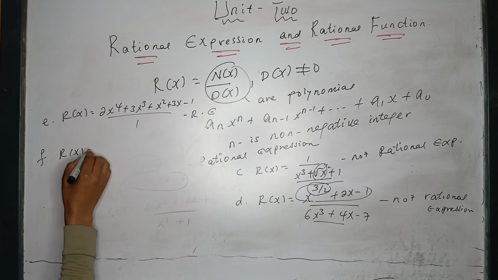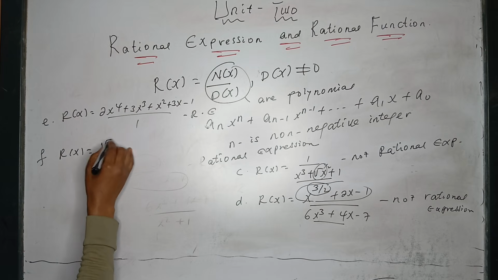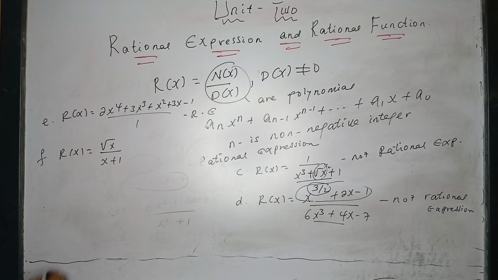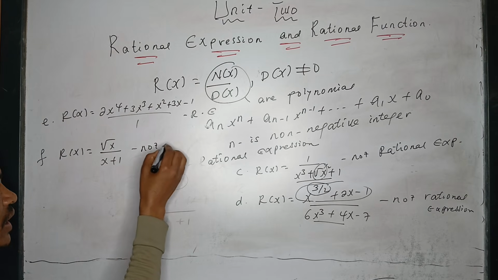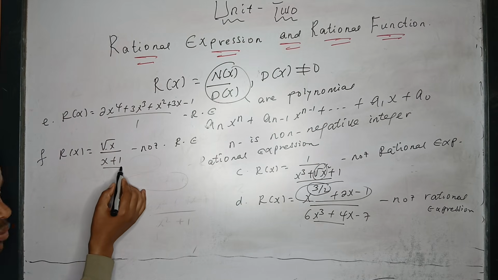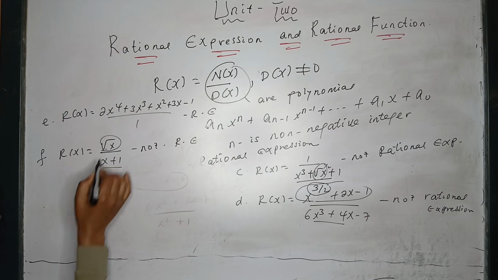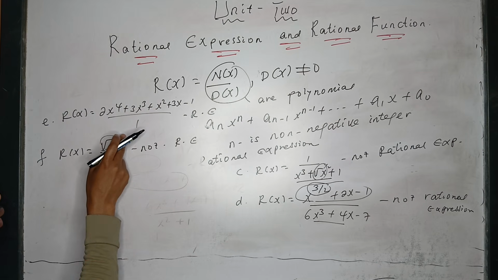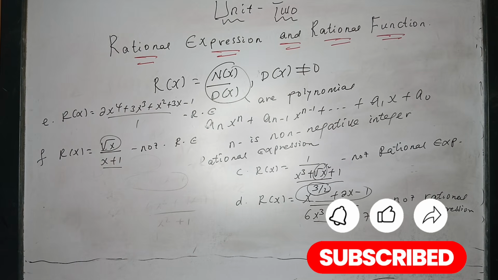F: r of x equals radical x over x plus 1. This one is not a rational expression because for radical x the domain is x greater than or equal to 0. The domain of this one is not all real numbers. The denominator is a polynomial, but the numerator is not a polynomial because the exponent is 1 over 2 and the domain is not all real numbers.